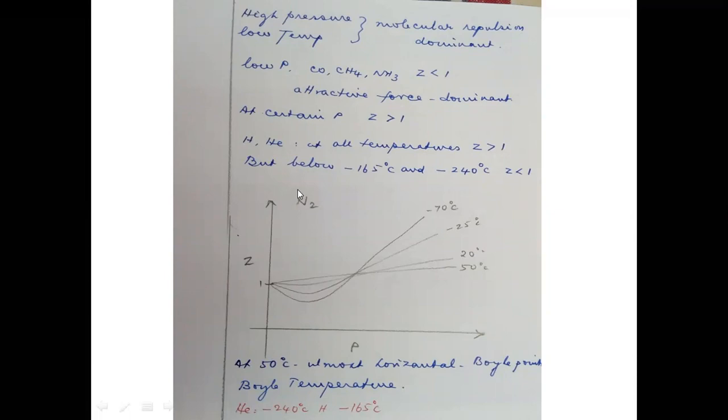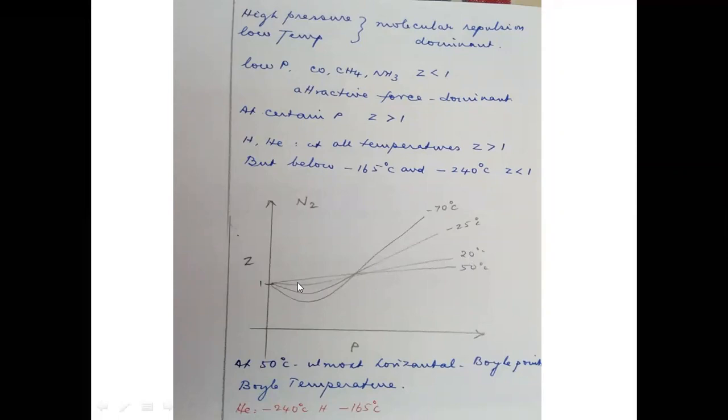I am taking nitrogen. I am measuring the Z for various pressures at a constant temperature. Say, for example, first I take minus 70 degrees centigrade. I maintain that temperature constant. I go on increasing the pressure and measure the Z. It goes down and down and down, and then it goes up. Then I record the same relation for minus 25 degrees centigrade. See, the negative peak slightly goes up.